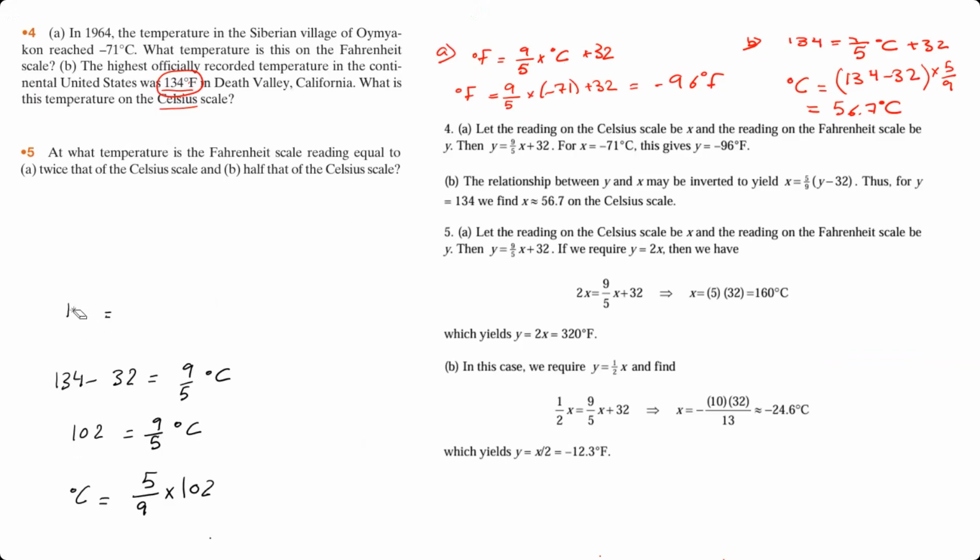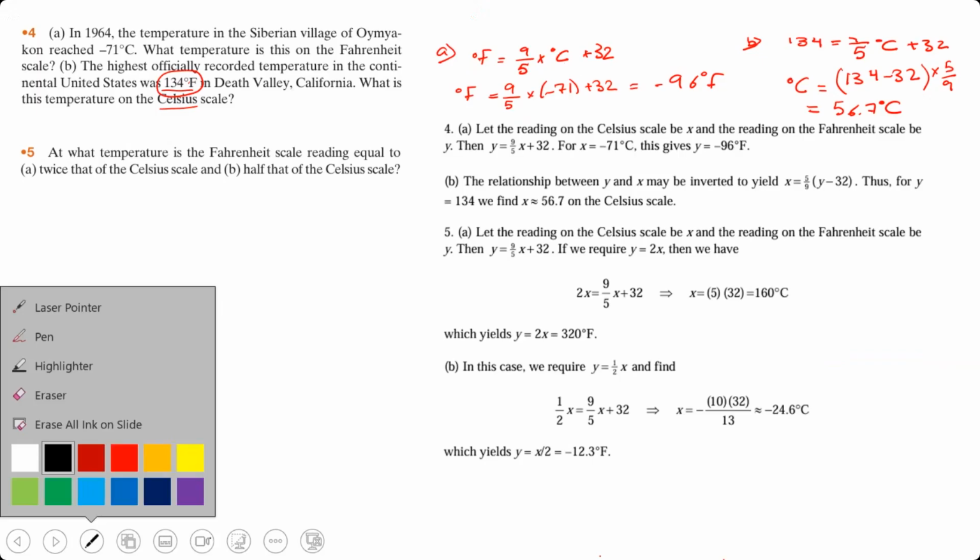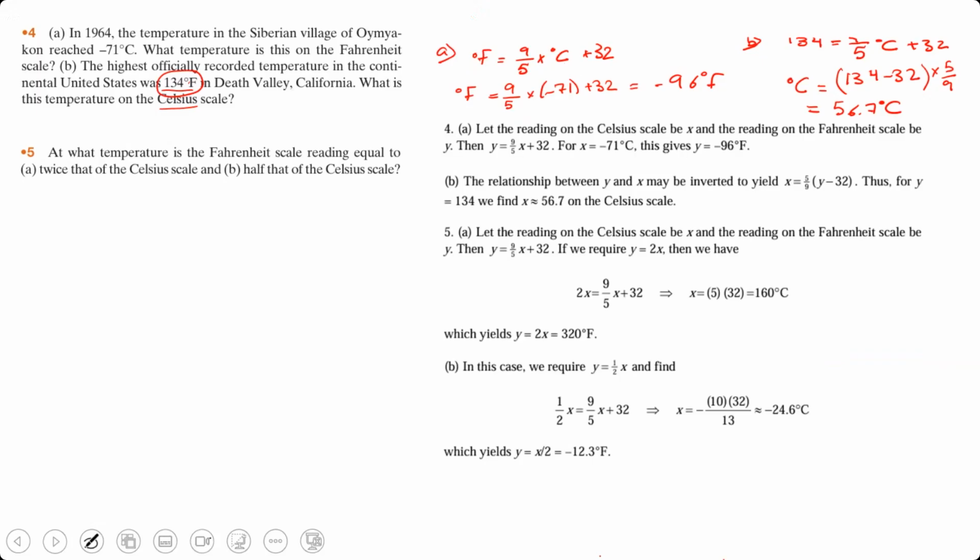All right, so let's take a look at the second question, which is a bit more mathematical. Here's my pen. We're asked in question 5, at what temperature is the Fahrenheit scale reading equal to twice that of the Celsius scale, and in part B, half that of the Celsius scale? There are special values at which the Fahrenheit scale will be equal to twice that of the Celsius scale. We can solve for that.